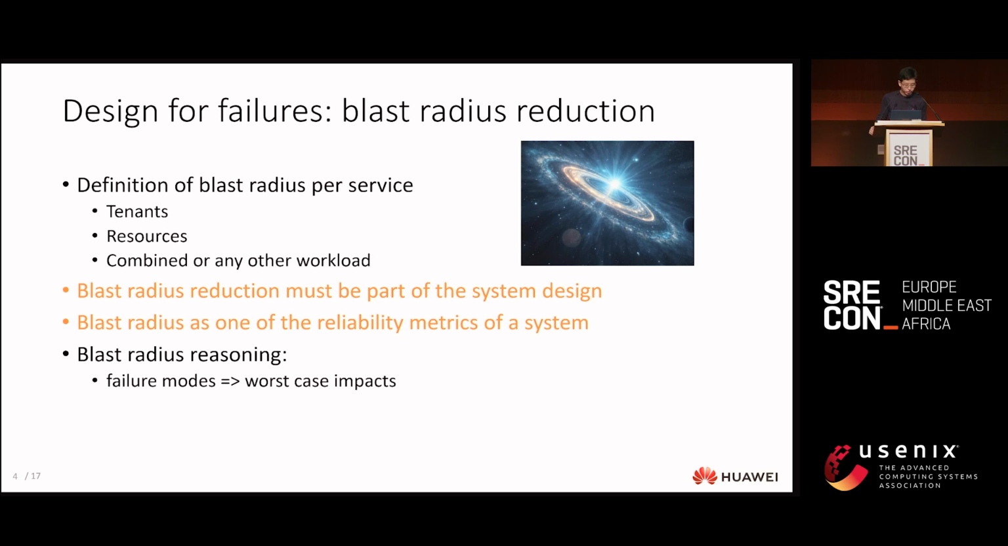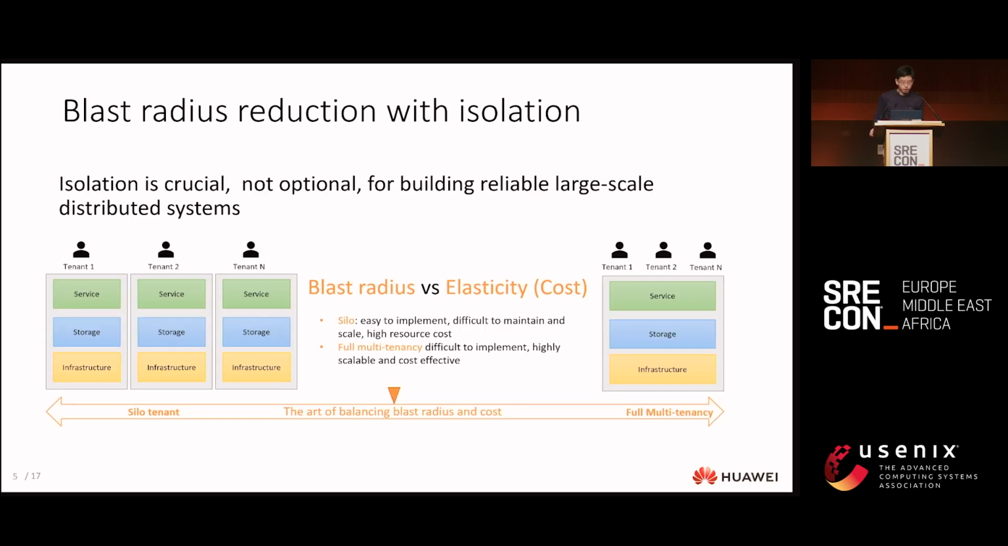For example, based on the failure mode, we not only focus on how you deal with the failure mode. We also think about what if you didn't recover from the failure mode. That's why we need isolation to reduce the blast radius, which makes isolation essential, not optional, for building highly reliable cloud services or large-scale distributed systems.